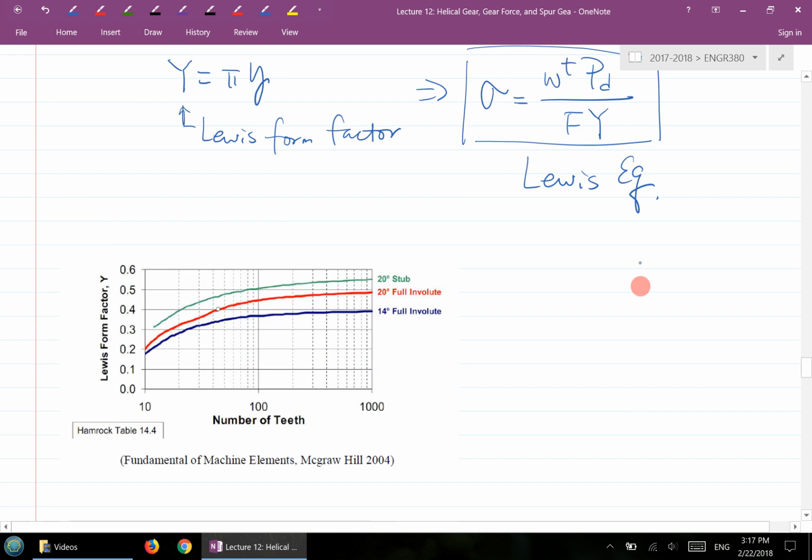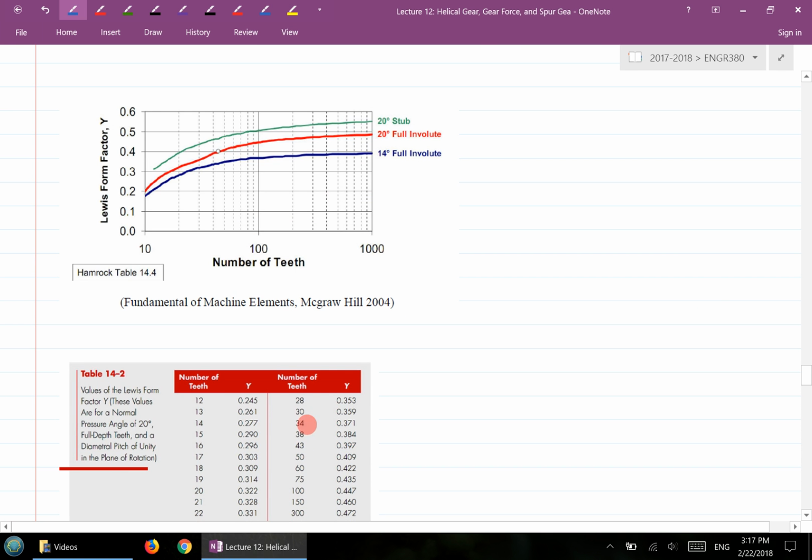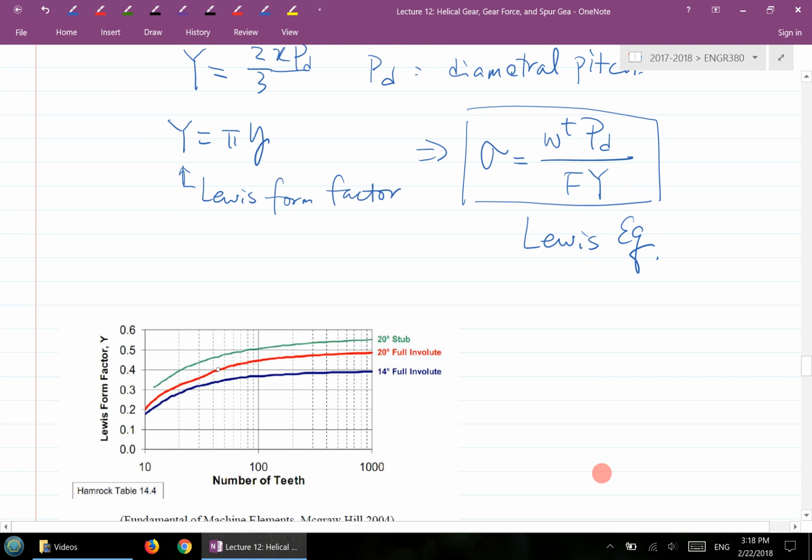So the Y value here, there are two sources. In the textbook, there is Table 14-2, which relates the Y value with the number of teeth. And in my lecture notes, I have a curve table for Y at different pressure angles for different numbers of teeth. As you can see, as the number of teeth increases, the Y value will be bigger. So let me ask a simple question here. If the number of teeth increases, Y will increase.